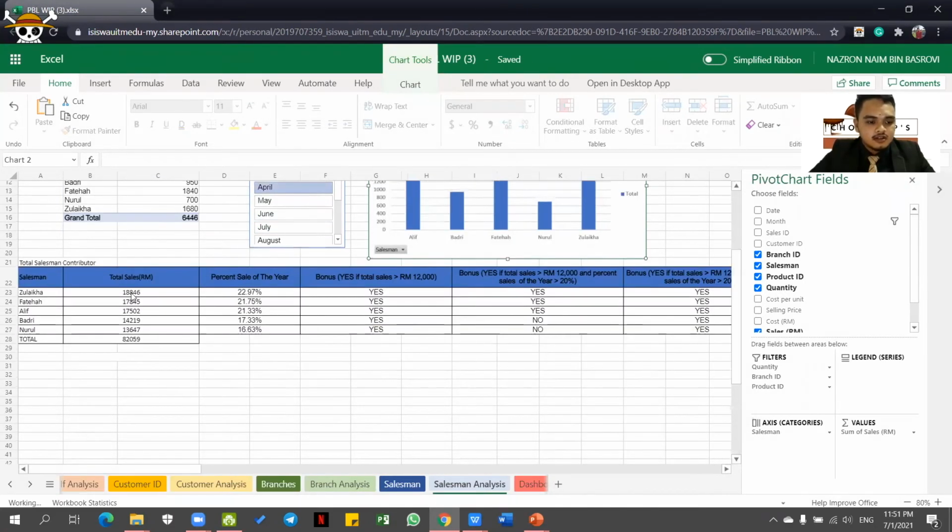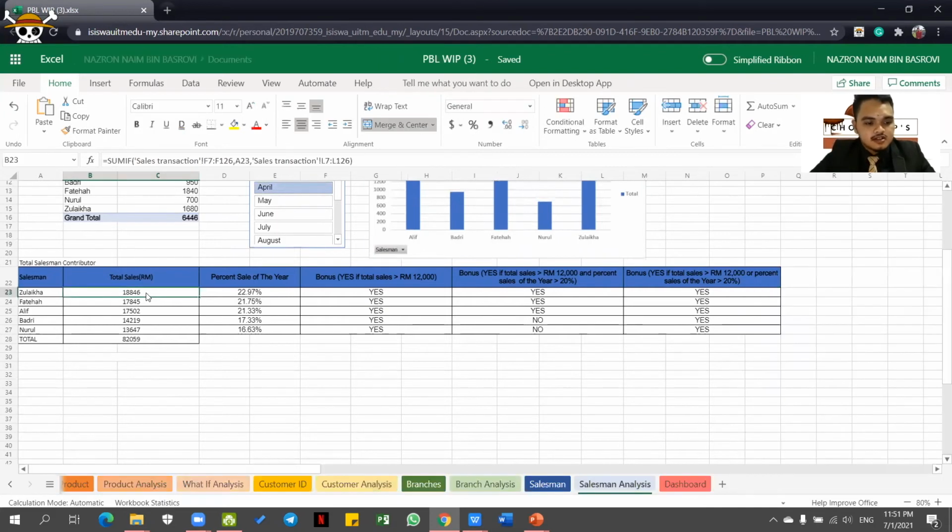And this is the statistical function we use for calculating the total sales of the salesman. This is the SUM function, used to calculate all the sales from the salesman. And these are the logical functions, IF AND and IF OR.